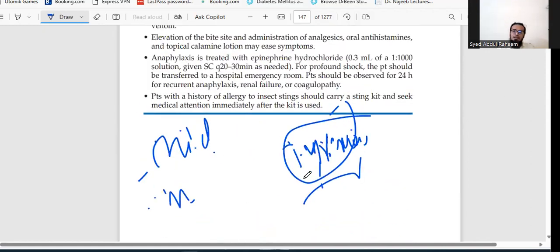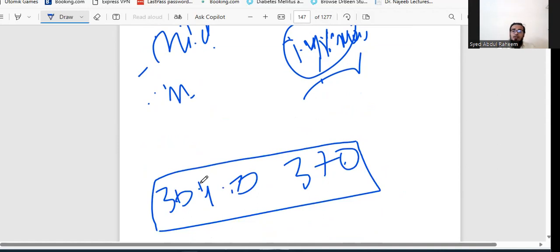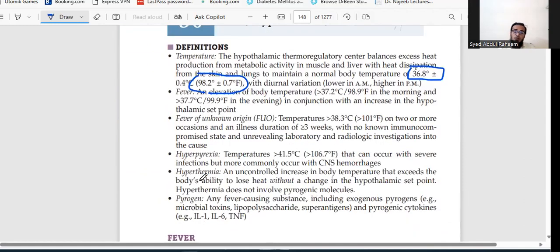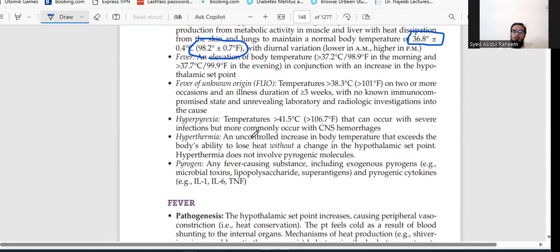If it is between 100 to 102 or 101.5, it is mild. From 102 to 104 or 105, it is moderate. Above 104 or 105, it is hyperpyrexia or severe pyrexia. Okay. So these are the types of fever.